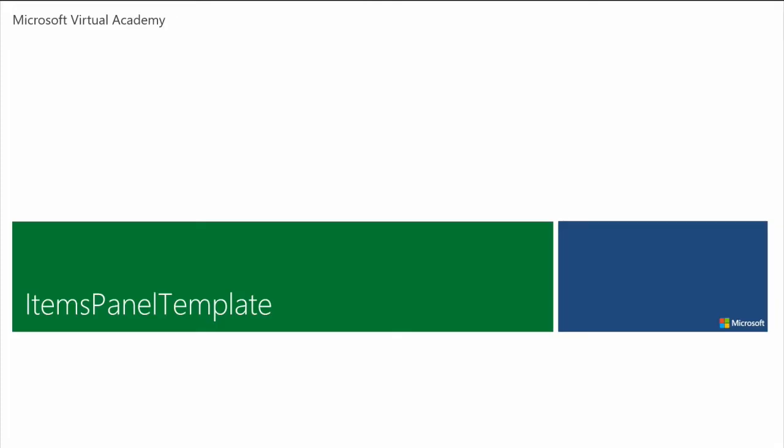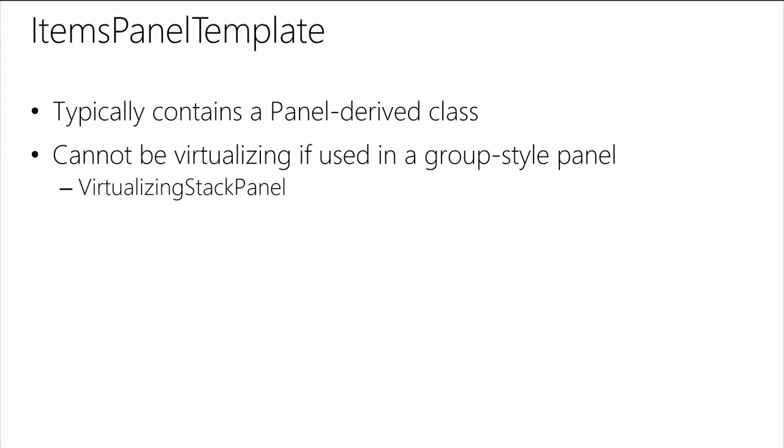OK, ItemsPanelTemplate. So the name pretty well describes what's going on here. It's the template for the panel that holds the items. Just read it backwards and you're good to go. Exactly. It makes sense that you're probably going to use a panel in the ItemsPanelTemplate. Yeah, typically, for sure. The likelihood of not doing it that way is so unusual.